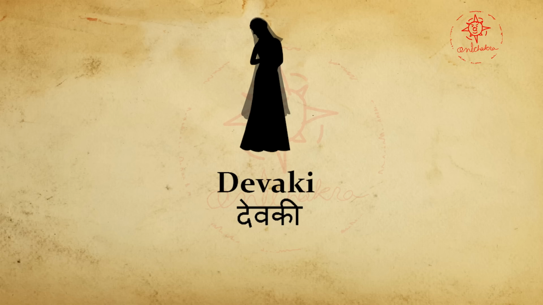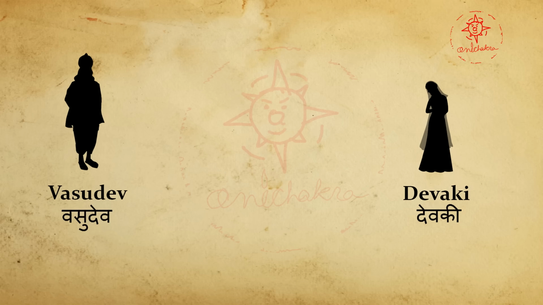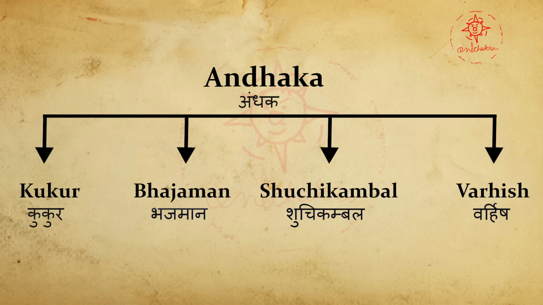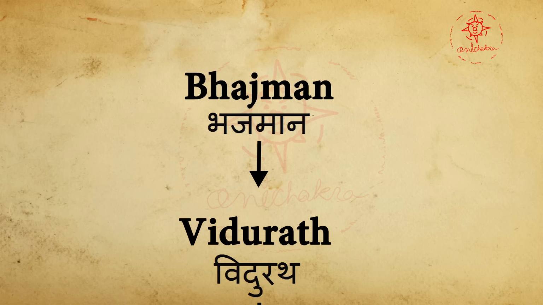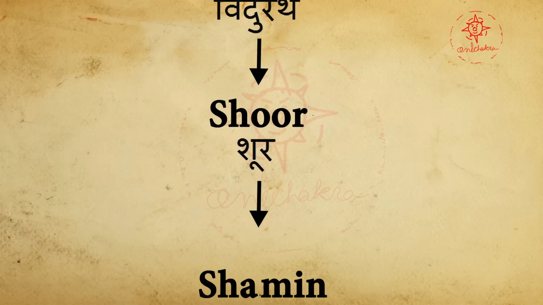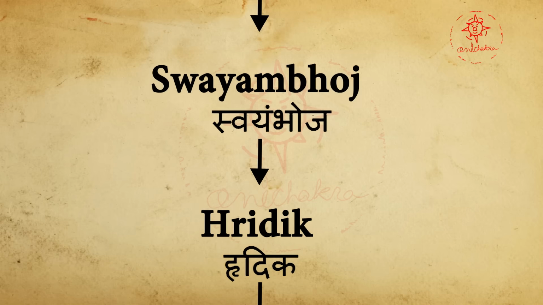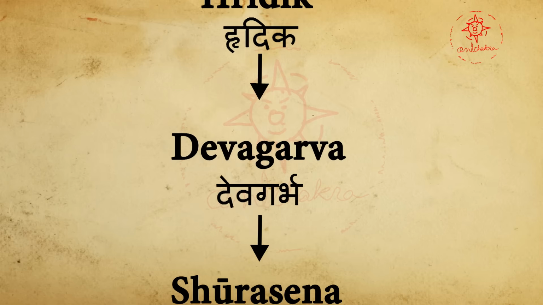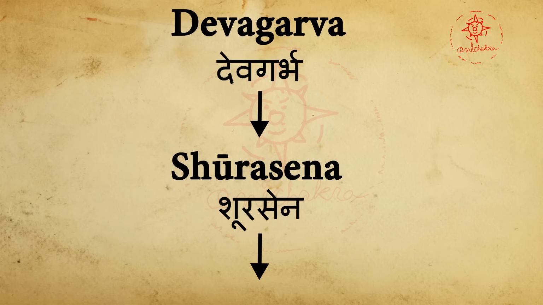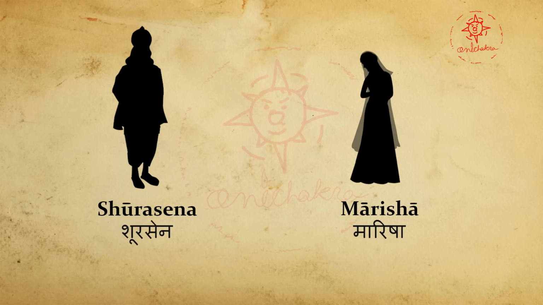We all know Devaki married Vasudev. Now let's see Vasudev's ancestors. Who was he? Andhak's second son was Bhajman. His descendants were Vidurat, Shur, Shami, Pratishatra, Swayambhoj, Ridik, Devgarva, Sursen. Sursen married Marisha. They had 10 sons.